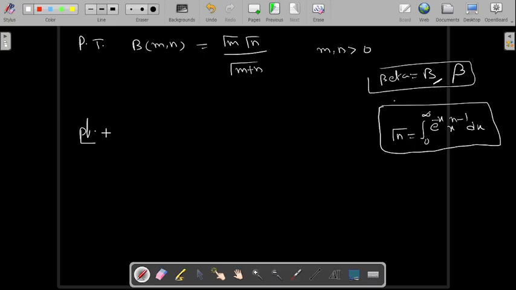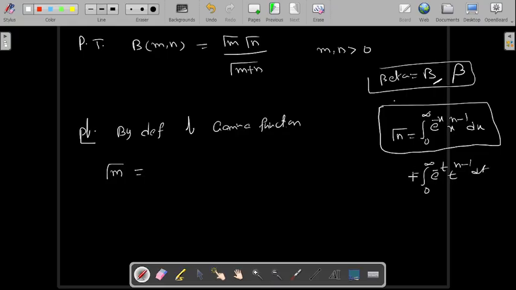Now by the definition of the gamma function, I am writing gamma m. Listen here: in this x place, if anybody writes integral 0 to infinity e power minus t, t power n minus 1 dt, this is also gamma n. Integration does not depend upon the variable, whether it is t or x; it is gamma n only.